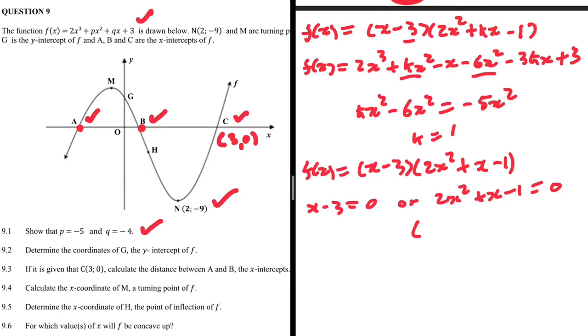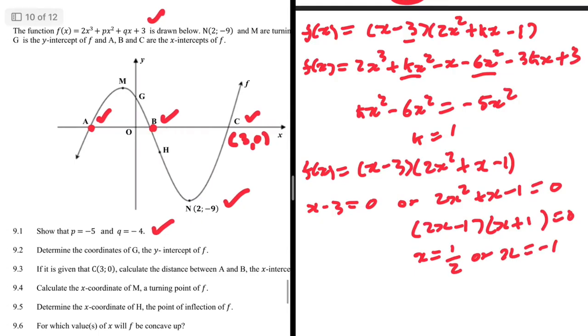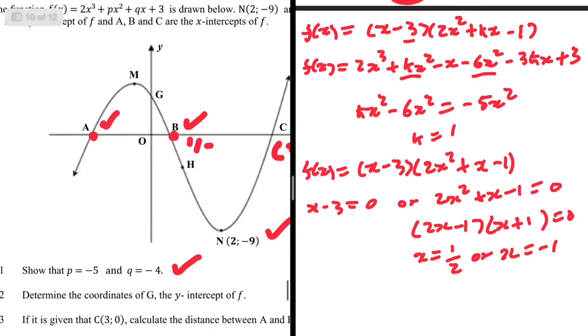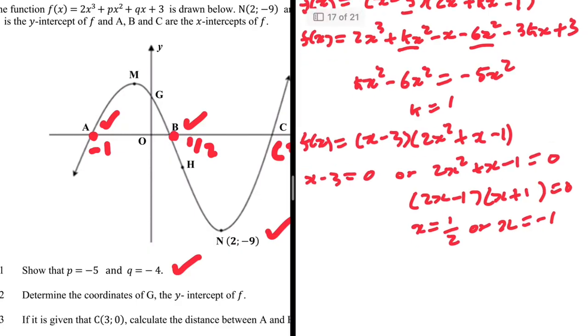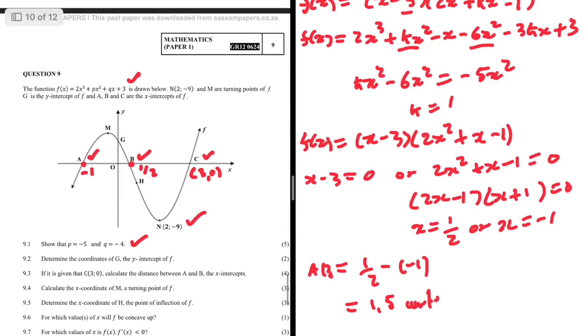We can factorize this, obviously. 2x and x, right? And then we have minus 1 and plus 1, giving 0. So x is equal to 1 over 2, or x is equal to minus 1. Obviously, 1 over 2 has to be the coordinate of B, and the coordinate of A is minus 1. So the distance AB will be equal to 1 over 2 minus minus 1, which is obviously 1.5 units. So that is the distance AB.